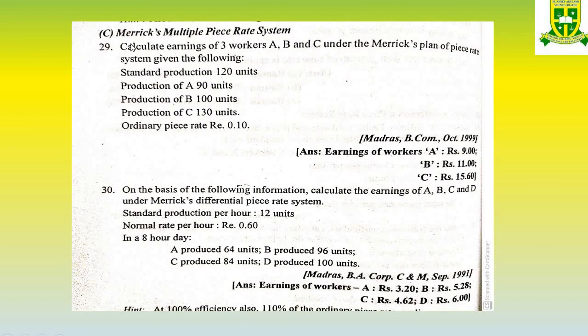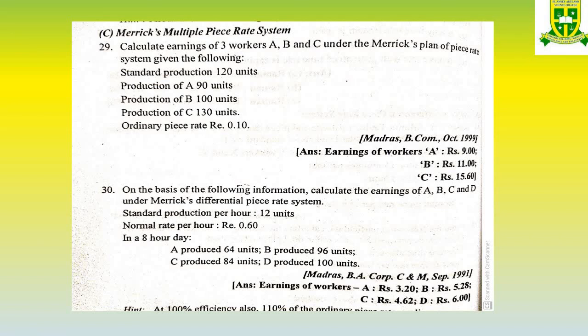So try the 29th sum as your homework sum. Standard production is given. Just apply the formula for performance of the employee. Find out the performance, categorize them, then apply the formula and find out the earnings of the worker.